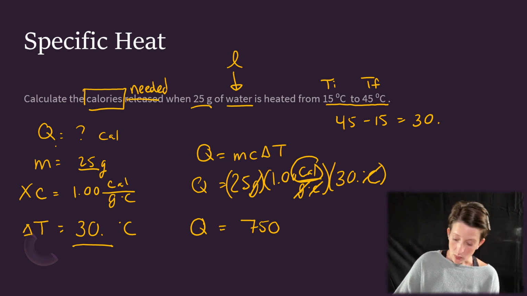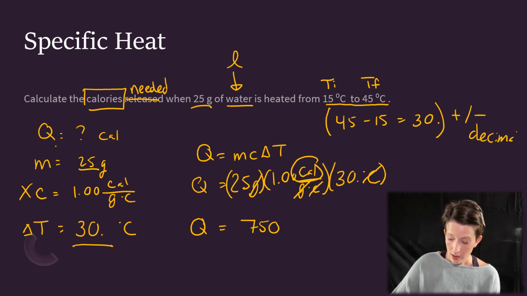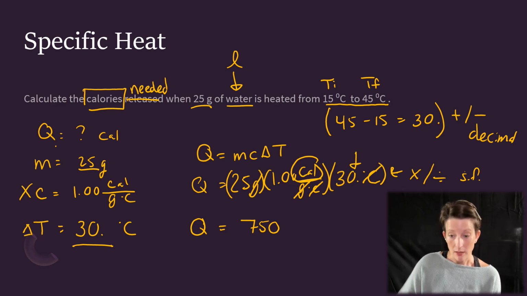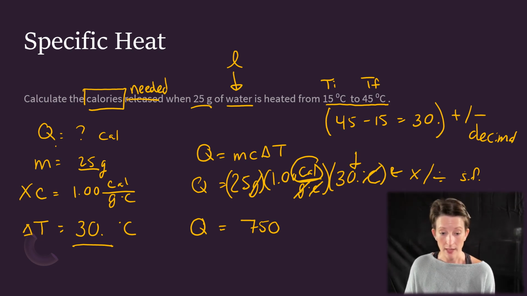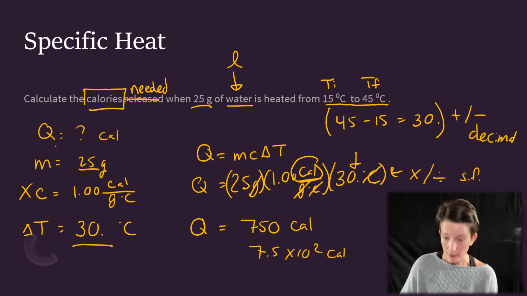Because this was an addition subtraction problem, it follows the decimal rule. And then down here, this is a multiplication division problem. So it's going to do the lowest sig figs. So this is the number we need to look at when recording our significant figures. Both have 2. So the number I wrote, 750 calories without a decimal, is correct. If you want, you can always do 7.5 times 10 to the 2 calories as well.